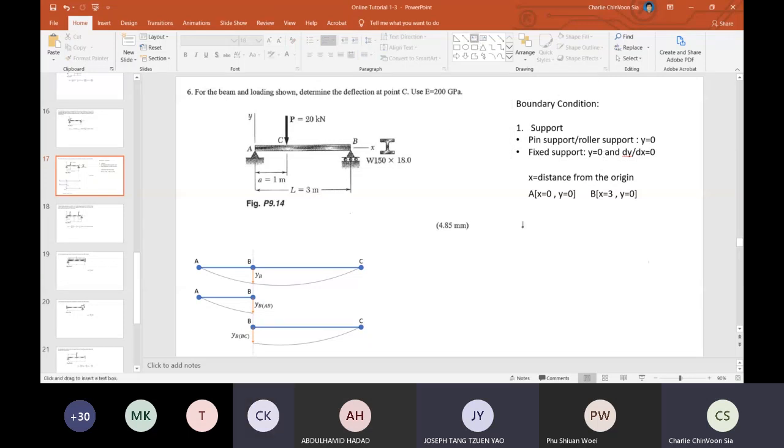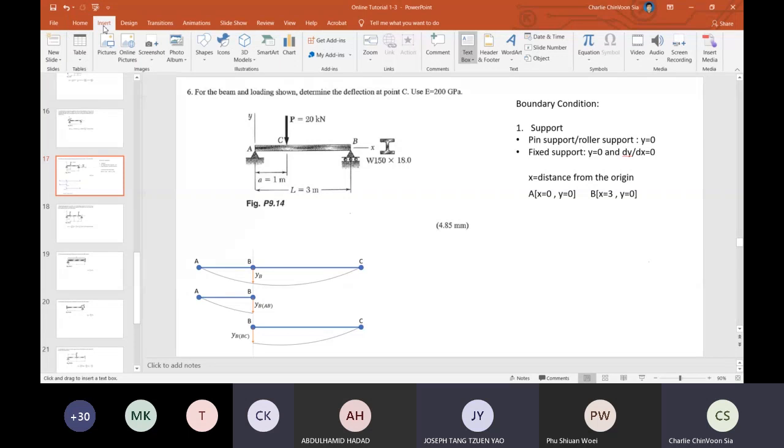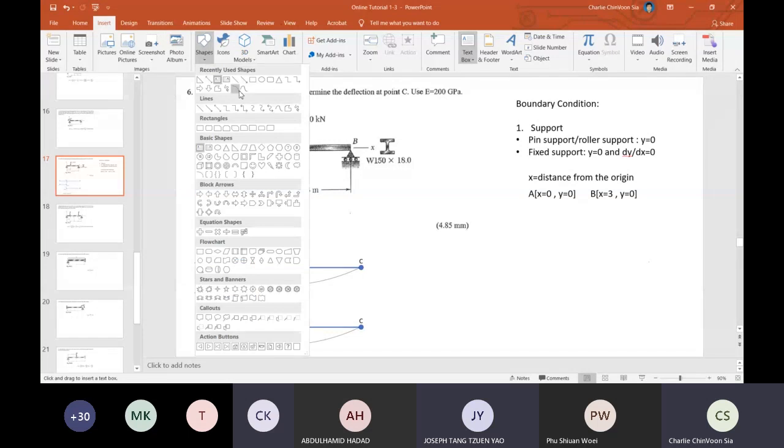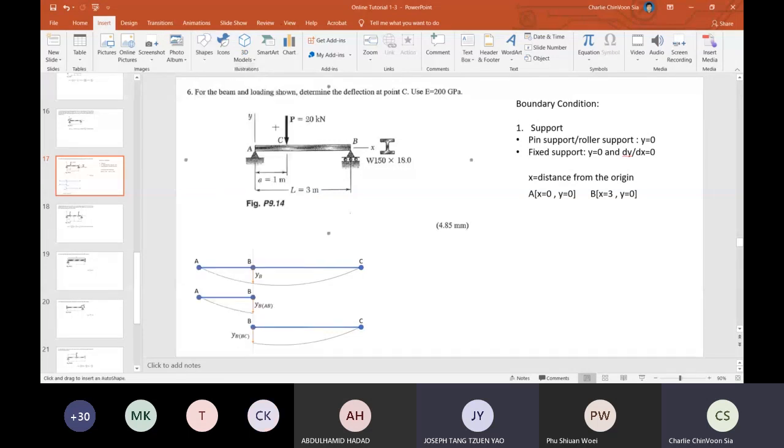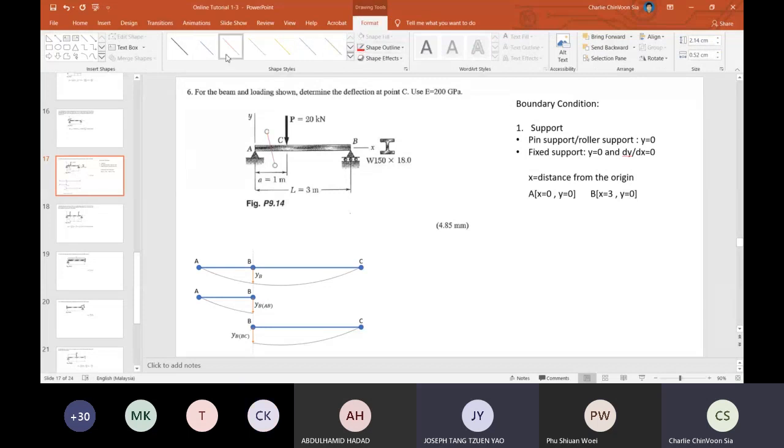The quite obvious one is from the support, so you can determine the boundary condition directly from the support. If you look at this diagram, how many sections do we need to cut? 2. AC and BC. Okay, 2 sections.